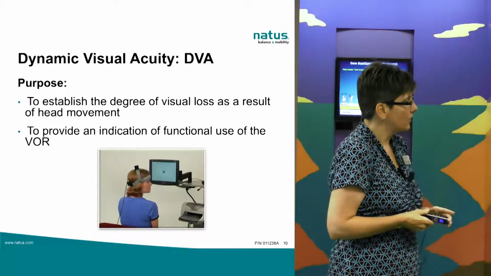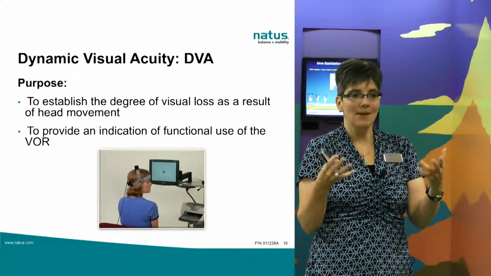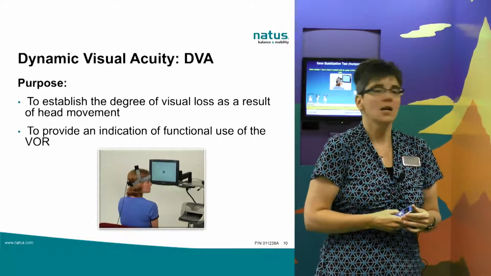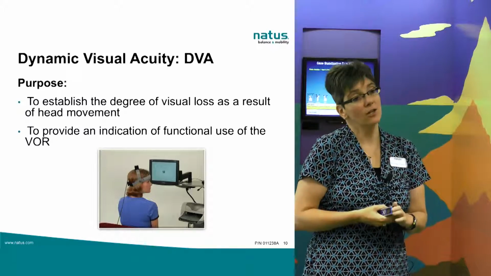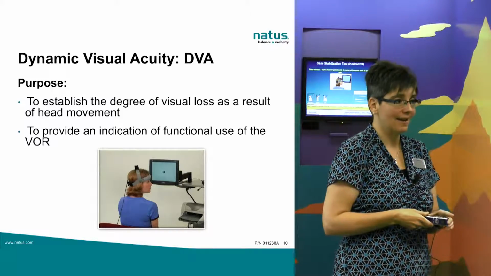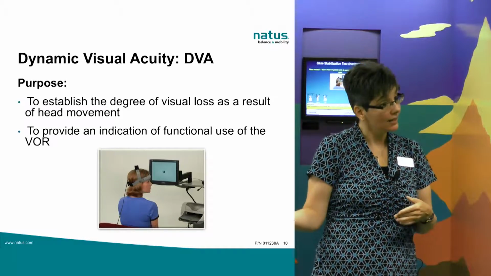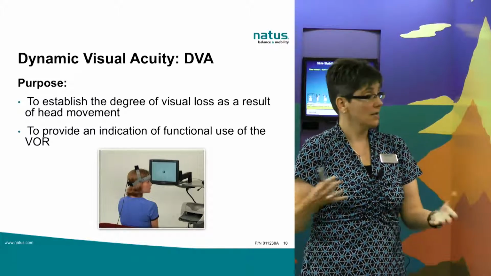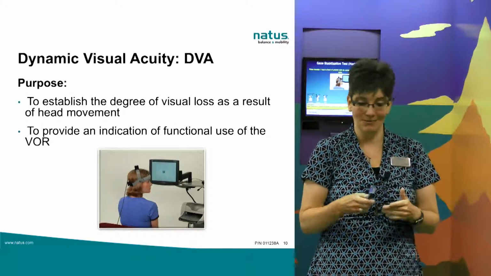Okay, dynamic visual acuity. What are we asking? We want to know how well the patient can see with their head moving compared to their head still. So it's going to allow us a way to see how the patient is functionally using their vestibuloocular reflex. Remember, this is not a diagnostic tool. We're looking at how the patient is using the VOR. Similar to the SOT, we're looking at how the patient is using vestibular cues for balance. Same thing here. We are looking to see how well the patient is using the vestibuloocular reflex.